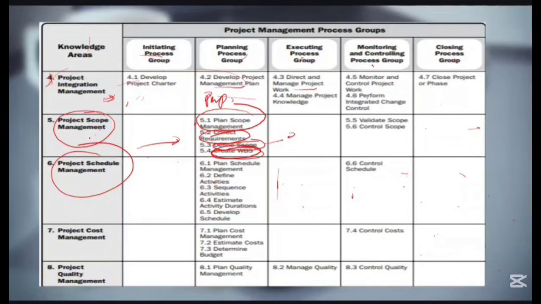So the first thing you do is to plan it out. So here we need to plan schedule management. So the output will be the schedule management plan. Okay, that is going to help us define the activities. So don't forget, we broke the work down.